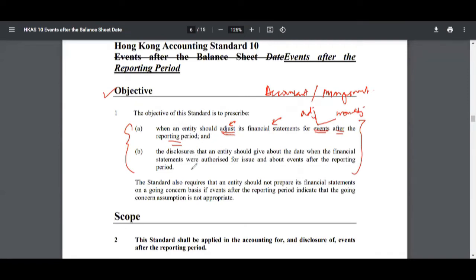This is basically the objective of this standard, plus the disclosure requirements that entities should give about the date when the financial statements were authorized for issue. So in other words, how to adjust for events after the reporting period, and the disclosure requirements. These would be the two objectives.